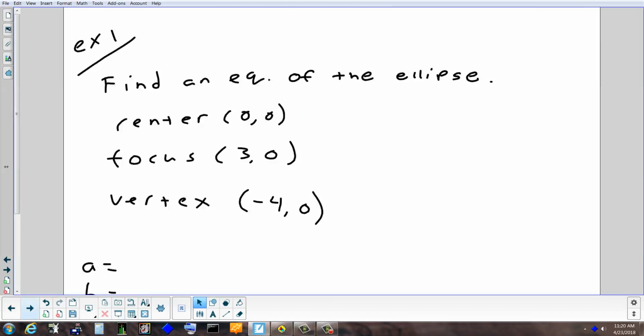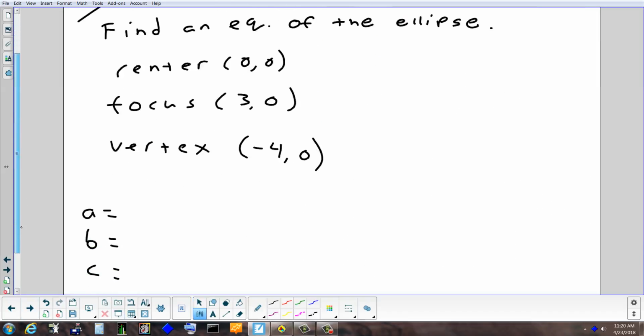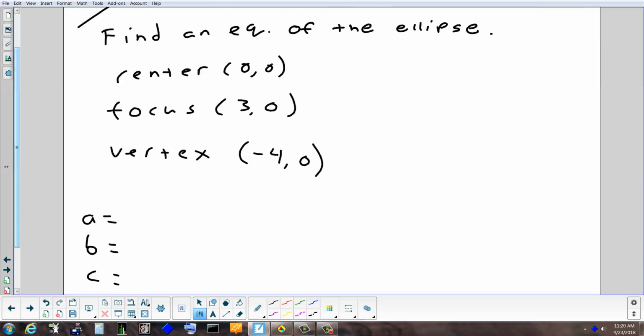So let's see if we can find an equation of this ellipse. So the center is 0, 0. The focus is 3, 0. And the vertex is negative 4, 0. First thing you should always do, if you're not sure where to start, is write down A equals, B equals, C equals. Find those 3 things, or find as much as you can. Out of the A, B, and C, is there any one of those I have enough information with what they've given me to find?